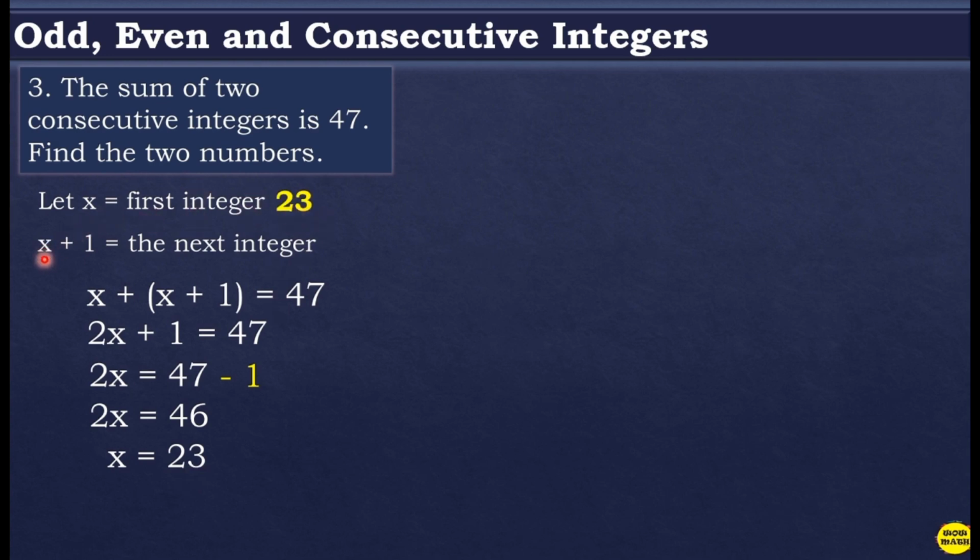Therefore, our first integer or our first number is 23. And the next integer or the next number is x plus 1. So 23 plus 1 is equal to 24. And if we add the two numbers, 23 and 24, the sum is 47. Since we're going to find the two numbers, therefore the numbers are 23 and 24.